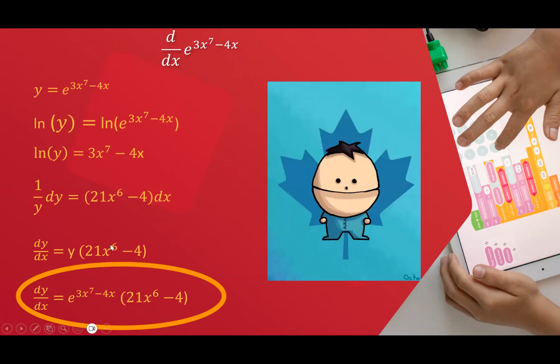Okay, here's the answer. We replace the y with e to the 3x to the 7th minus 4x. All we did was make a change there, exchanging equals for equals. So there's our final answer.